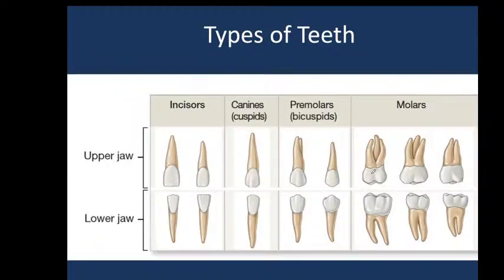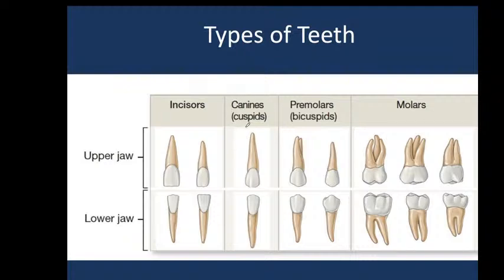What kind of types of teeth we have? There are 4 types, and this is incisors here. Incisors are blade-shaped teeth found at the front of the mouth. Incisors clip and cut food, like biting off the tip of a carrot stick.